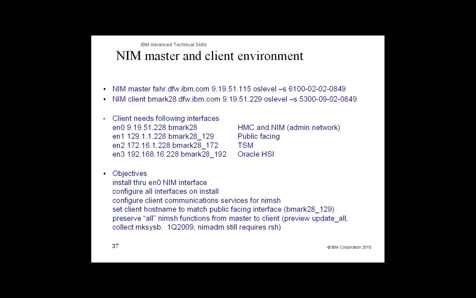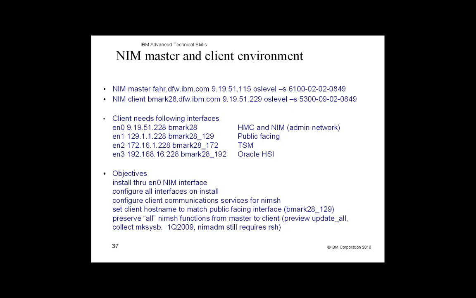So moving quickly through here, I have a NIM master on one subnet. We'll call the 9.19.51 network the admin network. The client is also on the same network. bmar28 is going to be at 9.19.51. I have a 229 there. That would be 228 actually. So you see the interfaces that I need on the client.